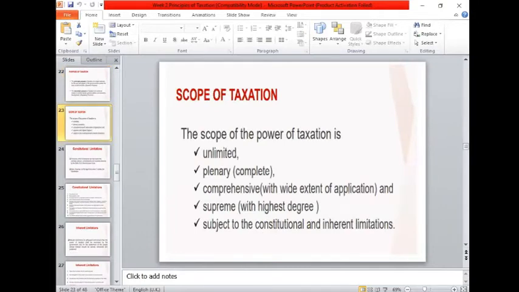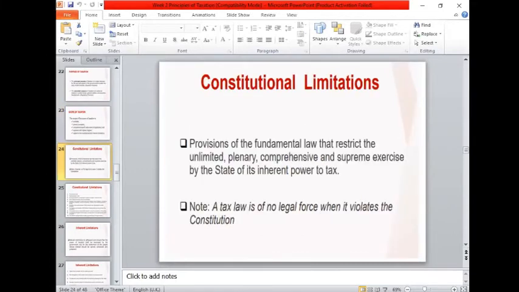So what is the scope of taxation? The scope of taxation is unlimited. It is complete or plenary. It is comprehensive because there is a wide extent of application. That's why we have our National Internal Revenue Code as part of the tax law. As I said earlier, it is supreme because this is the highest degree of power. And please take note, the taxation power is subject to constitutional and inherent limitations.